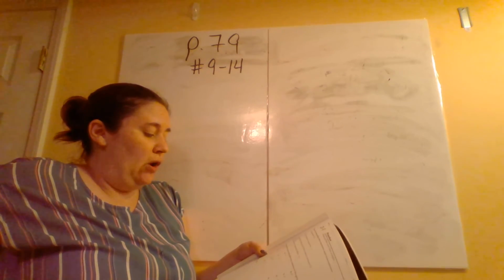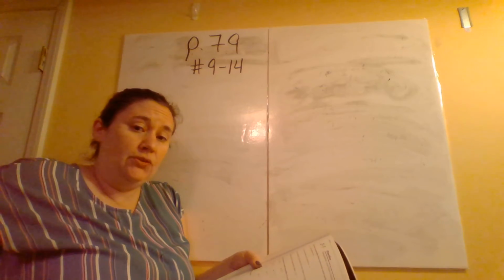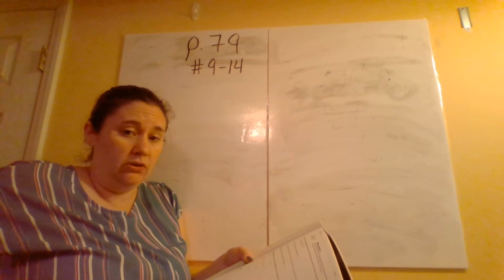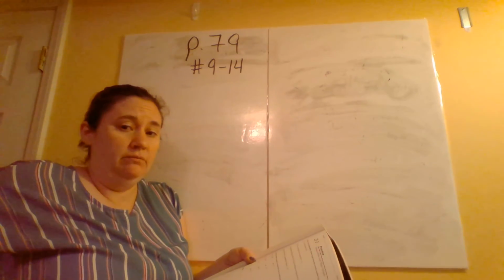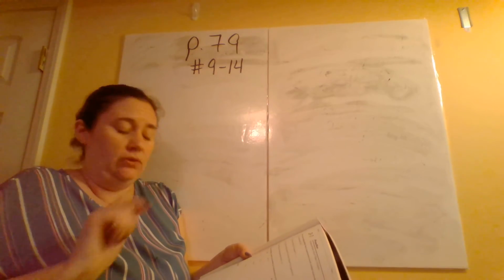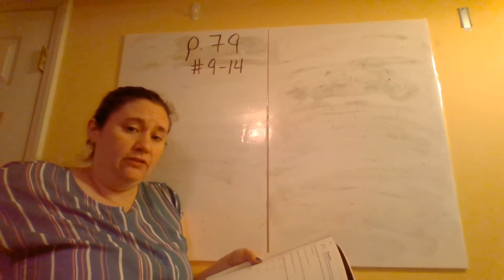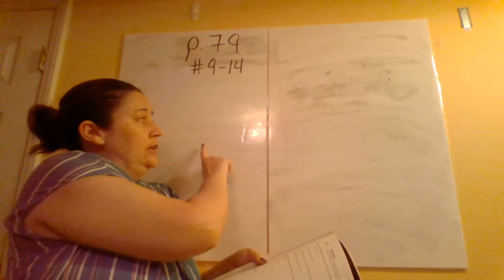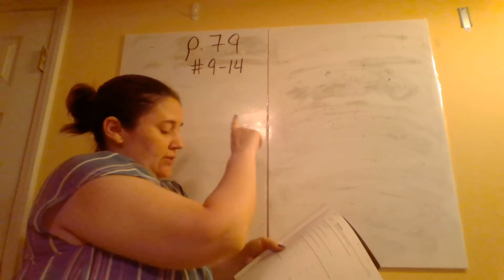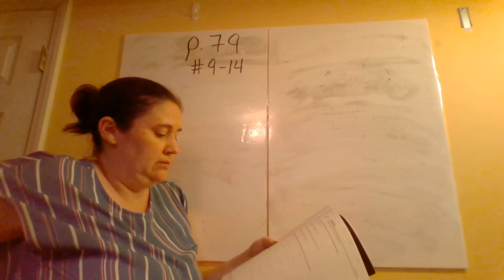Number 11, all the numbers greater than -3. You want an open circle on -3 because it does not say equal to. It says just greater than. So open circle on -3 and draw your line to the right. The greater than sign points to the right.